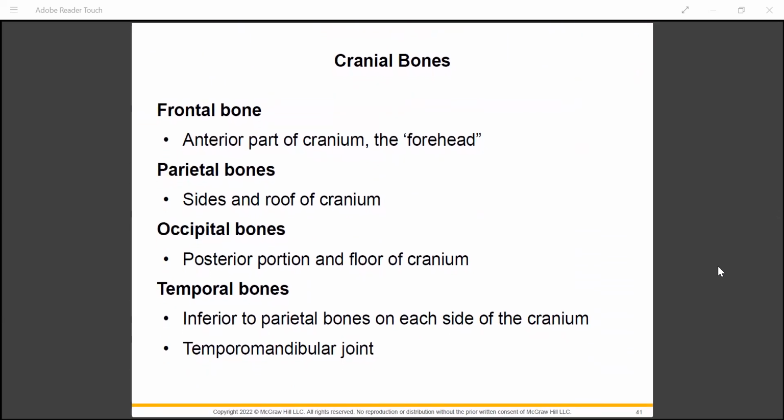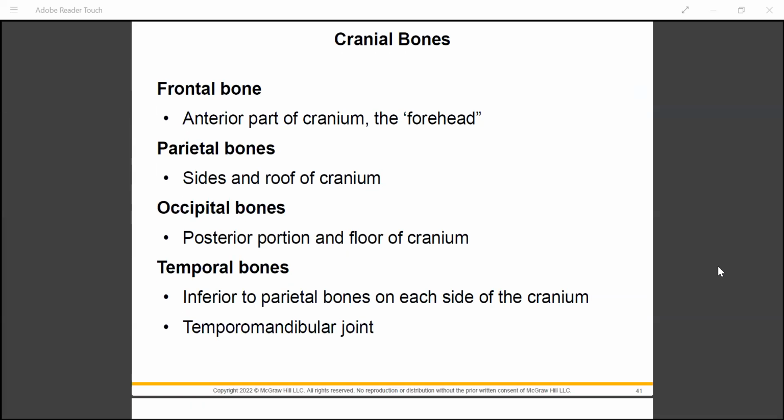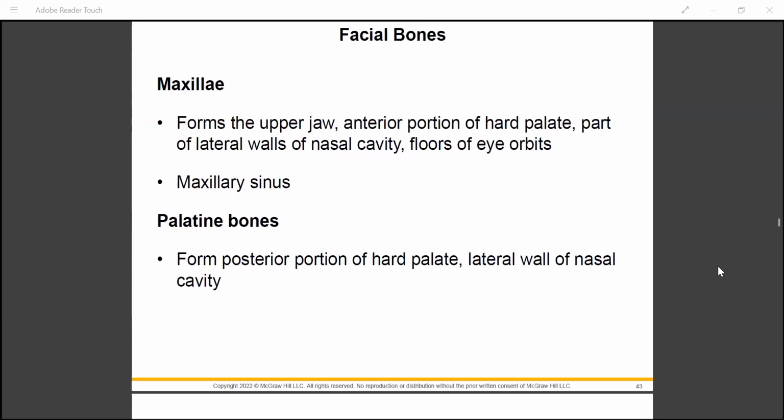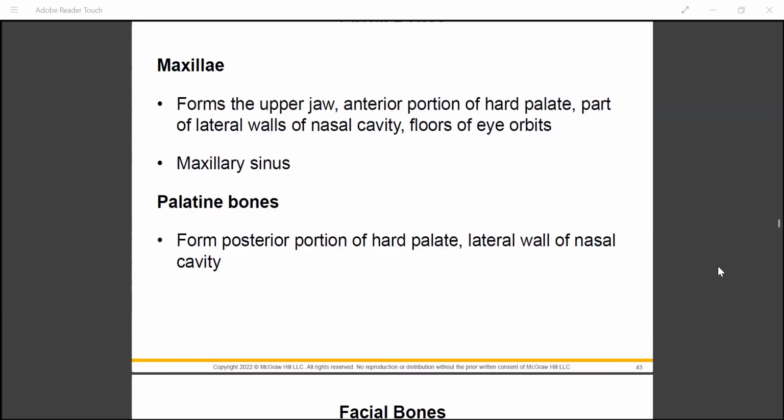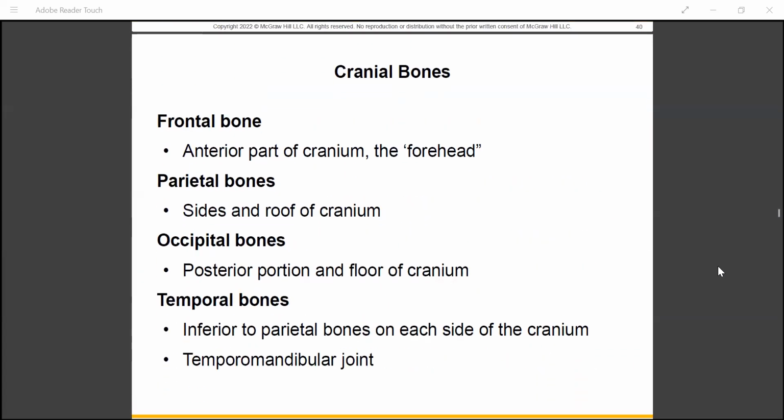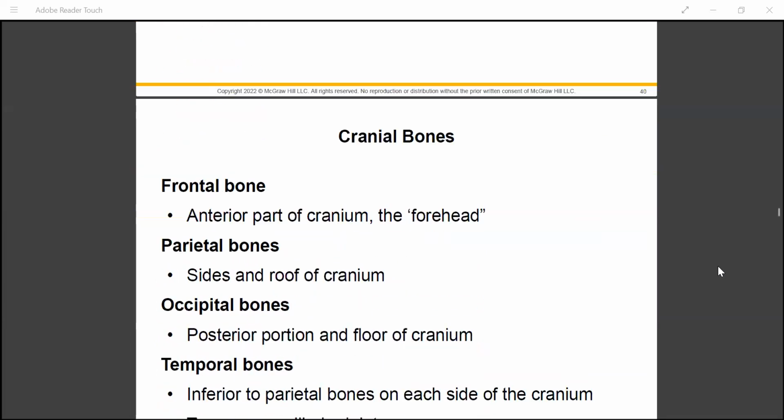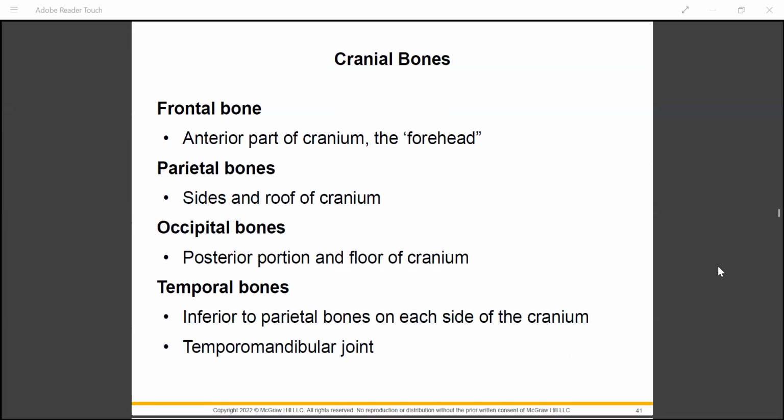Okay, a few different cranial bones. These ones you should know because they line up with the different lobes or portions of the brain. We'll go through the words part of it, and then we'll walk through the skull itself. Our frontal bone is going to be the anterior part of the cranium, and that's our forehead.